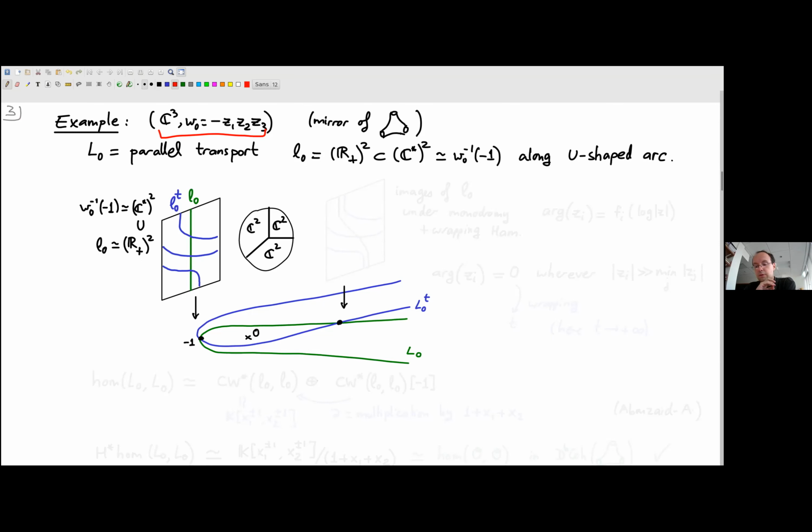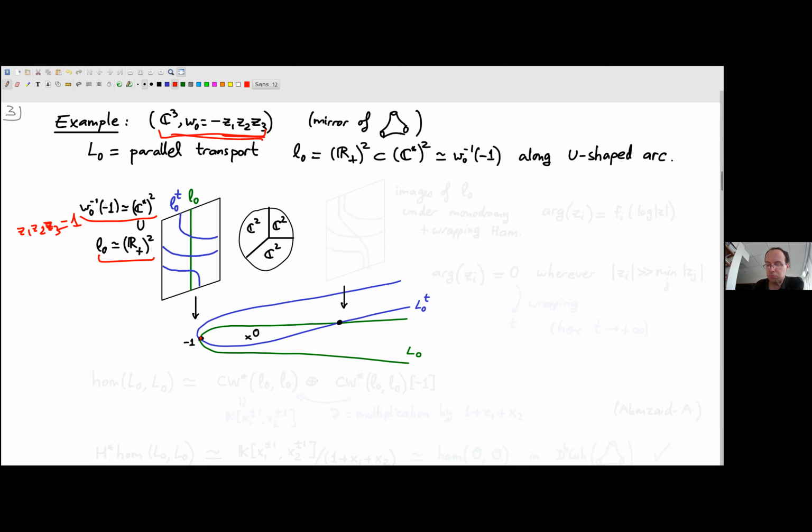So the simplest way I know to describe the Lagrangian submanifold that does that is to observe that the fibers of this map are C star squares. Because if you set the product of the coordinates in C cubed equal to a constant, you get C star squared. Especially, say, above 1, this is Z1 Z2 Z3 equals 1. This has a real positive locus. I will call L0 the Lagrangian in here formed by the points with real positive coordinates.